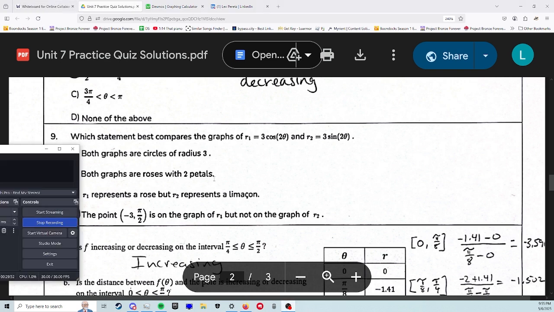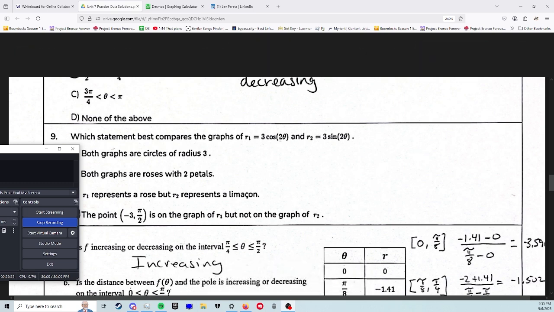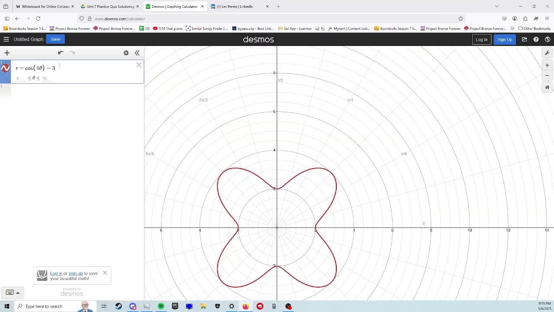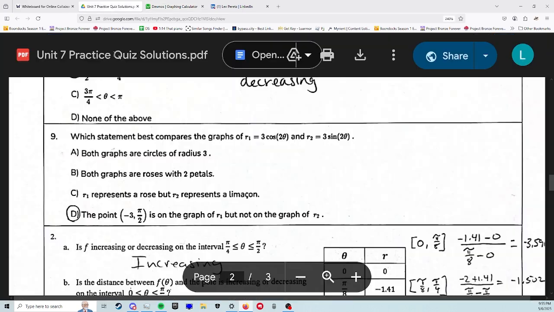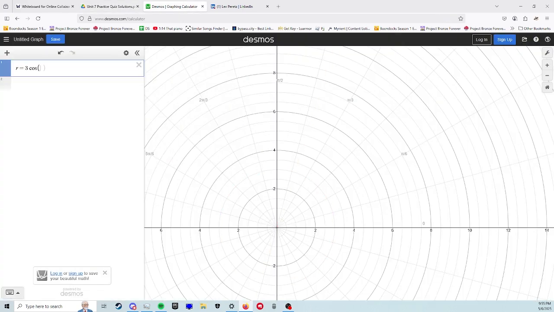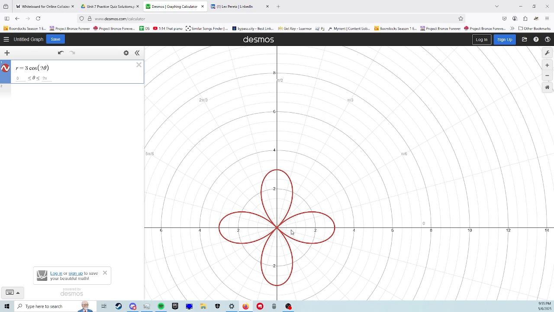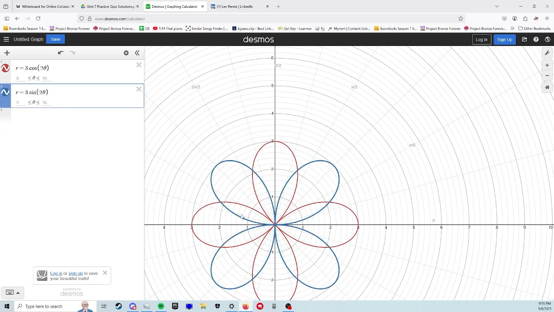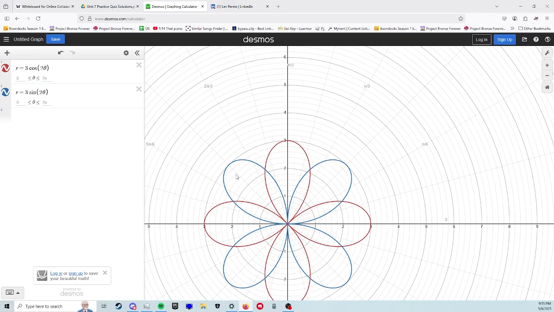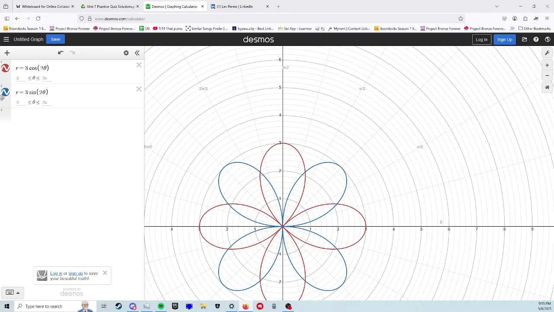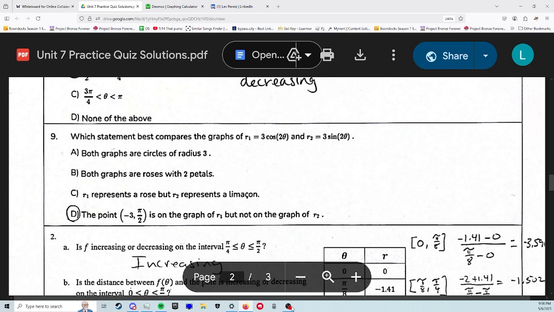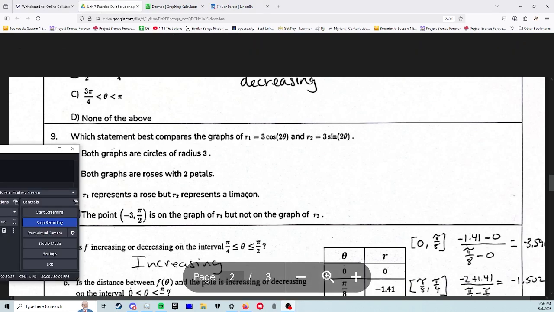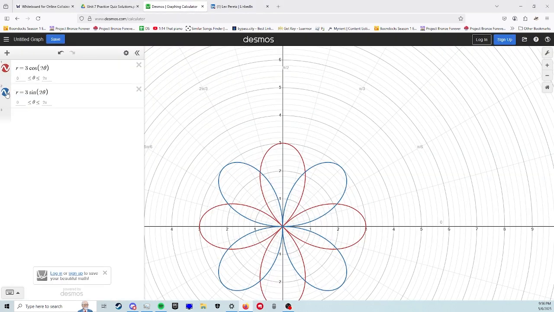Okay, both graphs are roses with 2 petals. This is not true because of sine. I'll show you like this. 3 cosine 2 theta. Right, this is 4 petals because if it's even, it multiplies the petals by 2. And this is the sine graph. As you can see, both have 4 petals. So these both are not 2 petals. R1 represents a rose, but R2 represents a limacon. That's not true. Both are roses, as we can see.